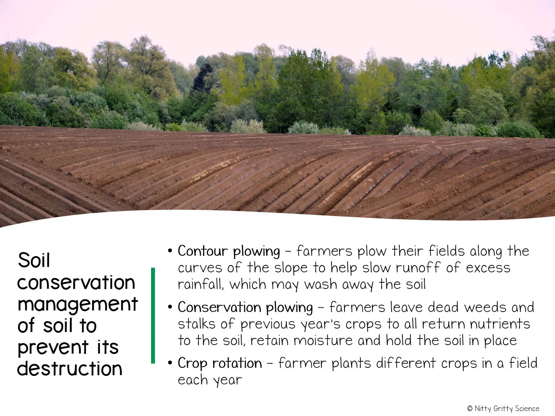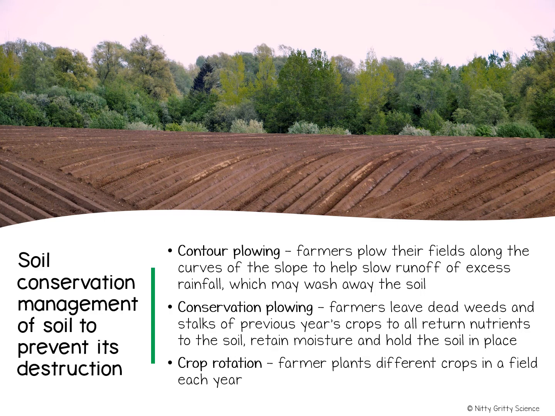Contour plowing teaches farmers to plow their fields along curves in the slope of the land, which helps slow runoff and excess rainfall from washing the soil away. Conservation plowing is when farmers were taught to disturb the soil and the plants as little as possible. This means that they were to leave dead weeds and the stalks of last year's crop in the ground because we know this helps create humus, which in turn returns nutrients to the soil.